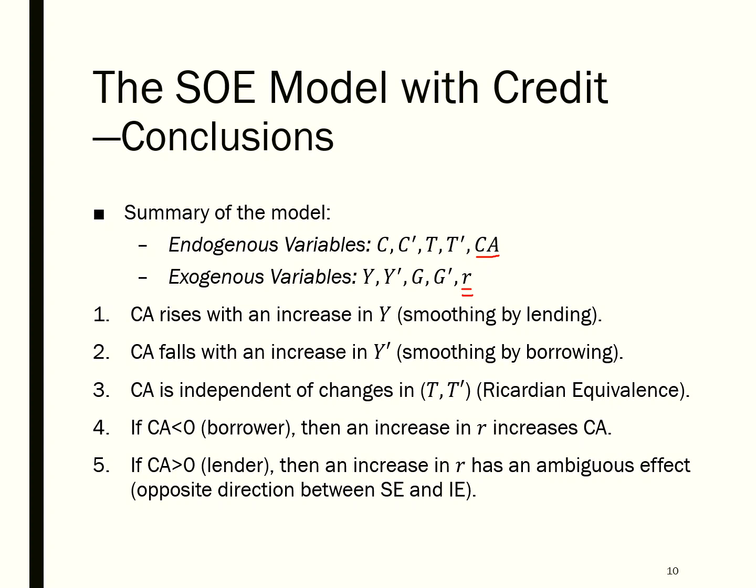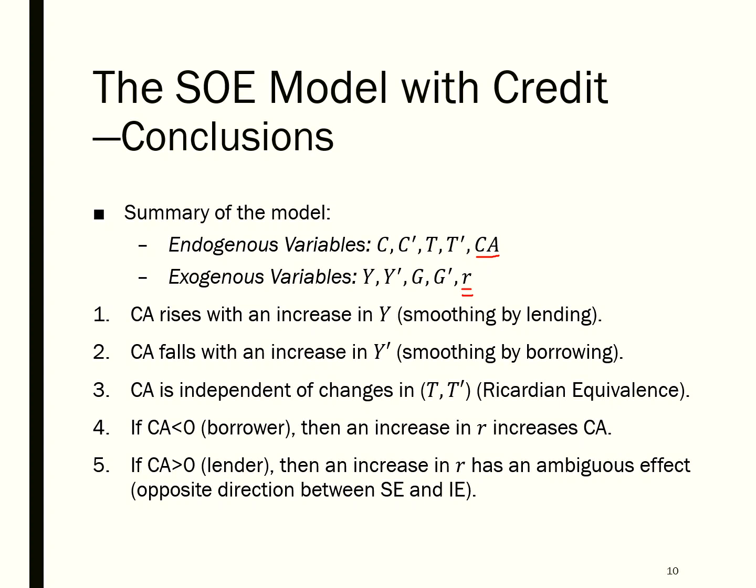This is also straightforward because if the interest rate rises, as a borrower, it means the cost of financing increases, then you will borrow less or save more, which means an increase in the current account. While if the current account is positive, which means you're a lender in the current period, then an increase in the interest rate has an ambiguous effect, because the substitution effect (SE) and the income effect (IE) have opposite directions.